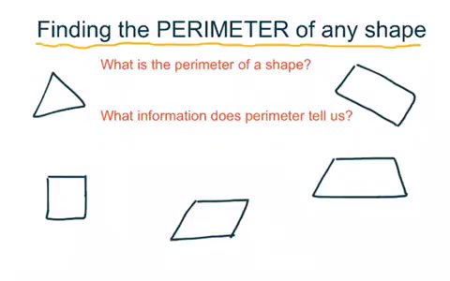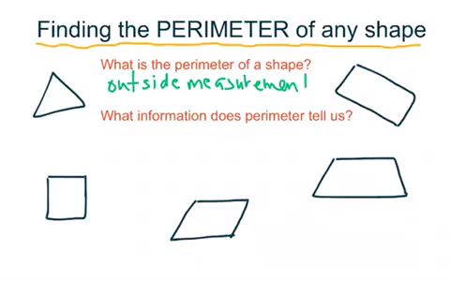In this screencast, we are going to talk about the concept of perimeter and how you would find the perimeter of any shape. So the first question on the screen asks, what is the perimeter of a shape? So perimeter of a shape is just the outside measurement. So when we talk about perimeter, we're looking at the outside of a shape.